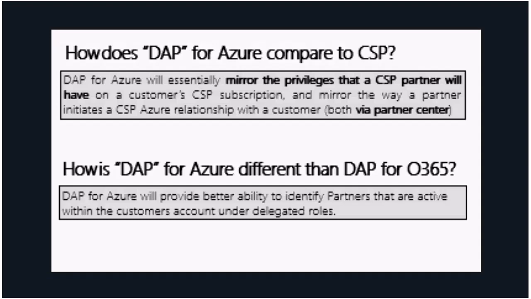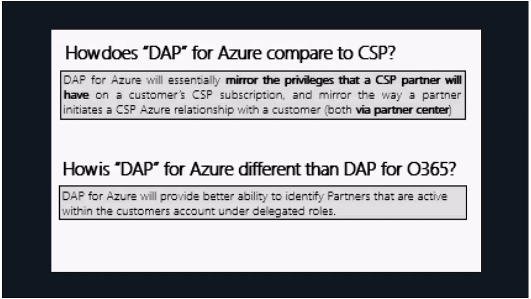So how does DAP for Azure compare to CSP? DAP for Azure will essentially mirror the privileges that a partner will have on the customer's CSP subscription, and mirror the way the partner initiates a CSP Azure relationship with a customer. So this should be a very natural interaction where you're going in, you're servicing the subscription end to end, and then ultimately because you're doing that, you're getting credit for it.